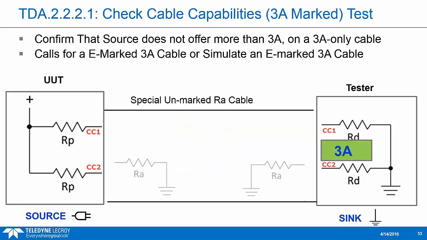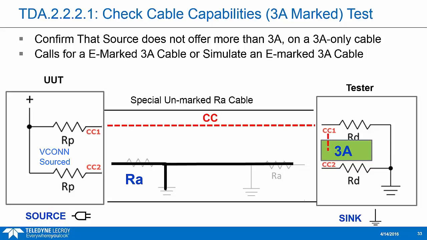Second way to complete this test, using our special unmarked RA cable. This is a custom cable that we provide. It has the RA termination but no E marker, so shows RA but no marker. Protocol-wise, we're going to do the same steps, except the tester's going to emulate the E-marked cable messages. So the PD source, which is the DUT, should advertise RP on CC1, makes the connection. It would CRA on CC2, so it knows it's a marked cable. It will source VCONN, then send a cable message to discover its capabilities.